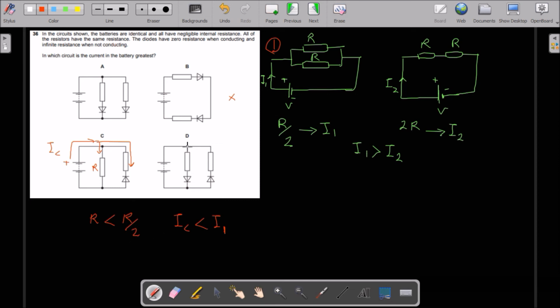Now I consider D. For D also, the same thing happens as C. The current can pass from this diode, but cannot pass from this diode.